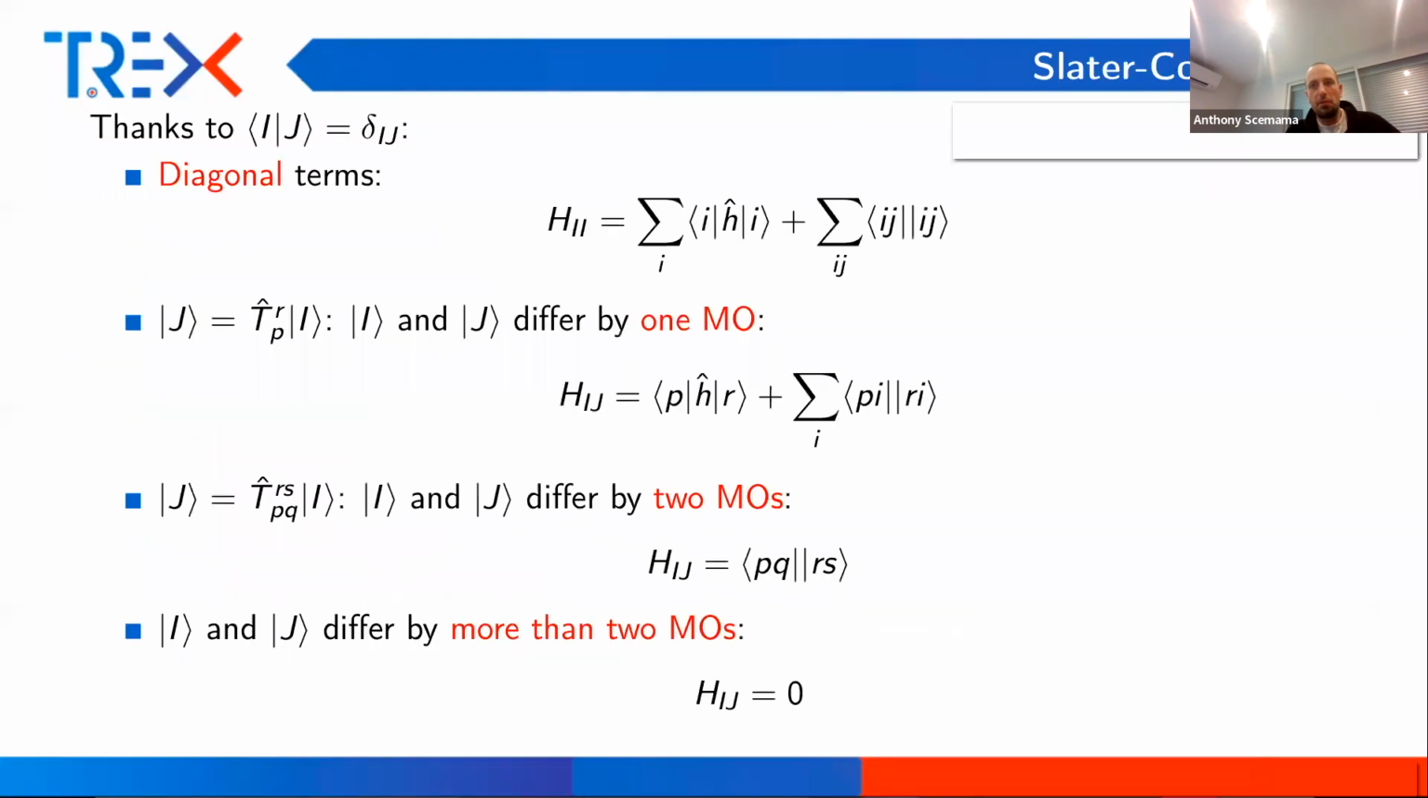Sorry, yes, you take the Slater-Condon rules, you check by how much they differ, and then you put your integrals or your sums of integrals inside the matrix Hij. But that is terribly inefficient, because most of the time, when you compare I and J, they will differ by more than 2 MOs, and you will do a comparison just to check that Hij is 0. So it's going to be very expensive.